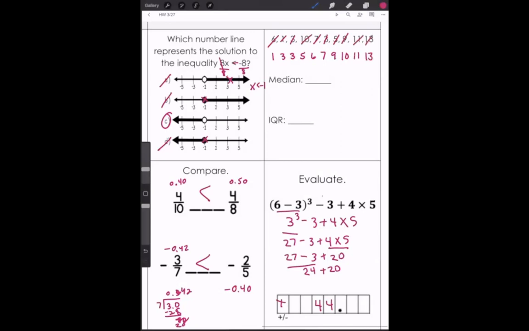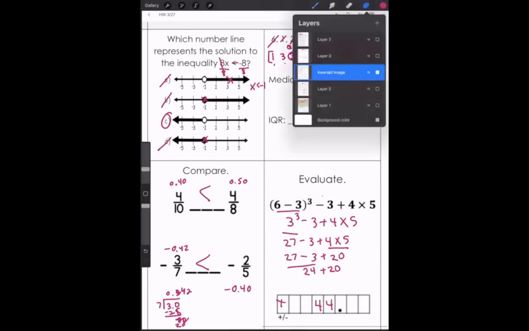For my median, I'm going to kind of sort of cross off without crossing off until I get to the middle. Okay, notice I have 2 left in the middle. So that one's going to be 6.5, in the middle of 6 and 7. Now I need to find IQR. So I'm going to go ahead and bracket my upper half and my lower half. So this is Q1, this is Q3, and 10 minus 3 is 7. So your IQR here is 7.